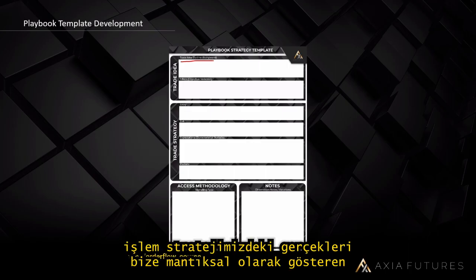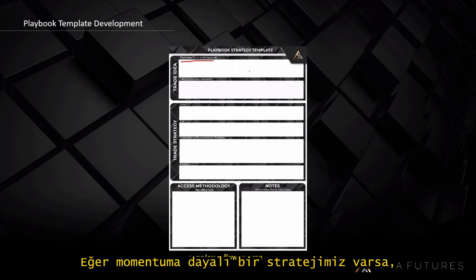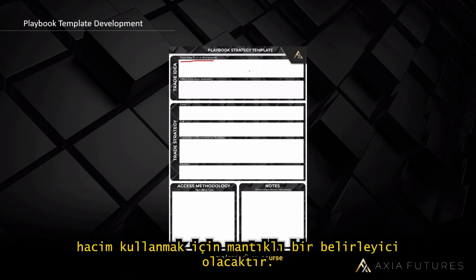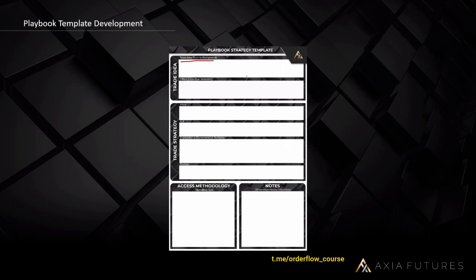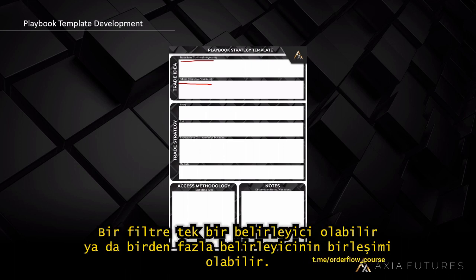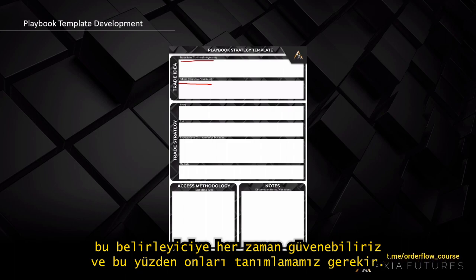From that, we go and create and find identifiers that logically show us the truths within our trade strategy. So if we have a momentum-based strategy, well, volume would be a logical identifier to use. So we find the various identifiers that underline our trade idea. And from that, we create a filter. Now remember what I said, a filter can be one single identifier or multiple identifiers combined together. The point is, the identifier is an objective thing. In other words, we can always lean on that identifier. And that's why we have to identify them.